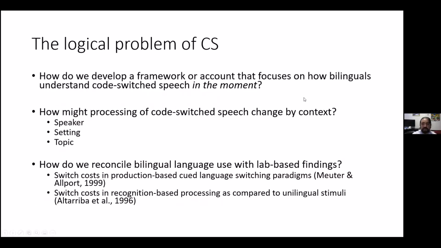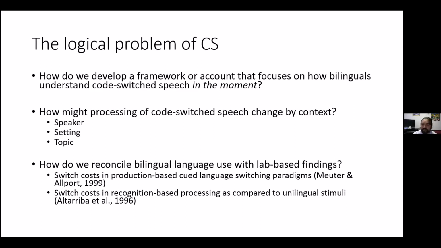So if we think about this predictive incremental parsing angle, we need to develop a framework that accounts for how bilinguals understand these switches from the comprehension side of things. How are they doing this in the moment? They might be processing this, and this might change by context as well. So it might depend on who they are speaking with, the setting that they find themselves in, and even the topic of discussion.